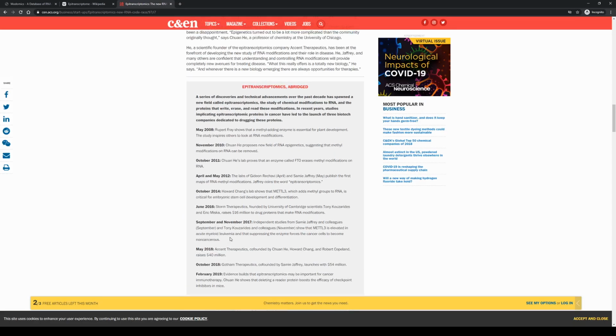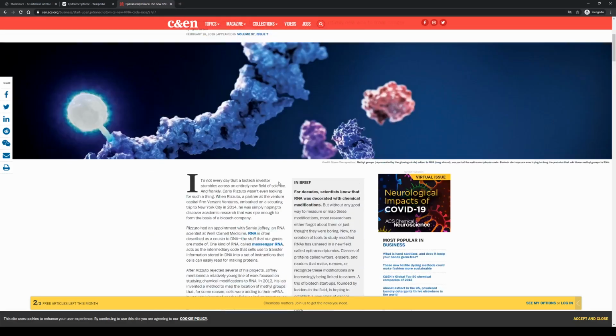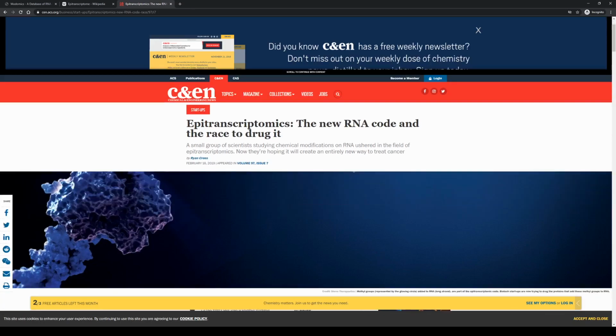Start with Medomics, have a play, figure out what modifications happen where, go and have a look at the epitranscriptome on Wikipedia, and then go and have a look at this cool article that just sort of gives a little bit of the background of some of the groups that have been working on it.